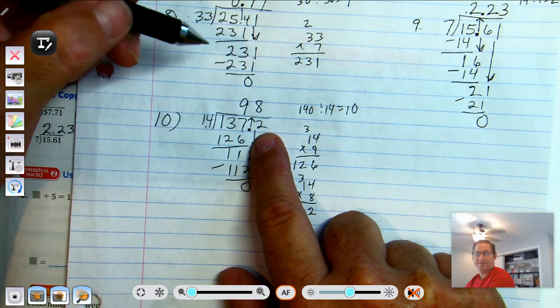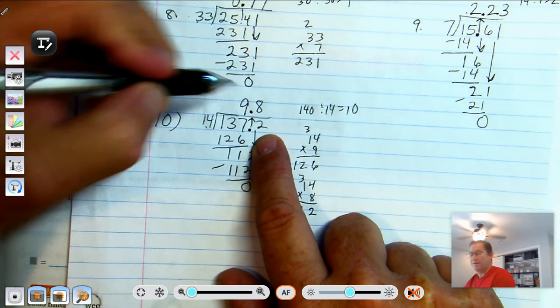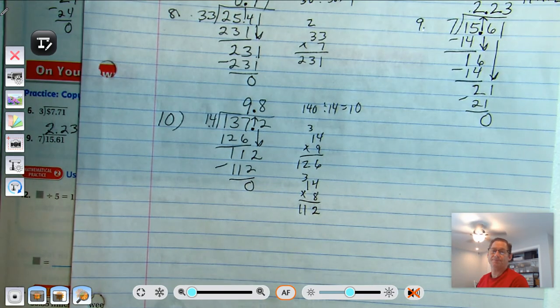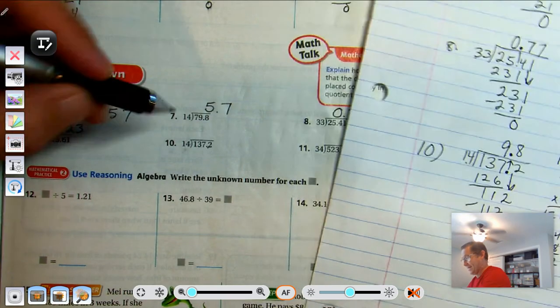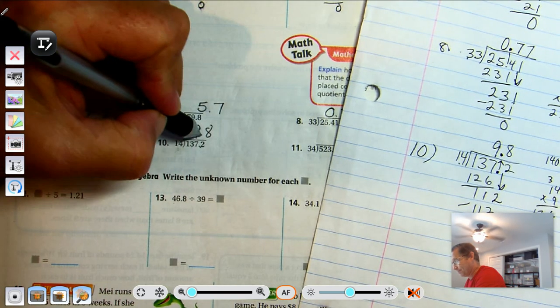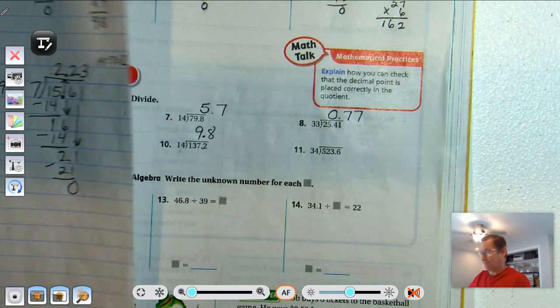We're in the tenths, so our answer will have a number in the tenths. So 9 and 8 tenths. Number 11.